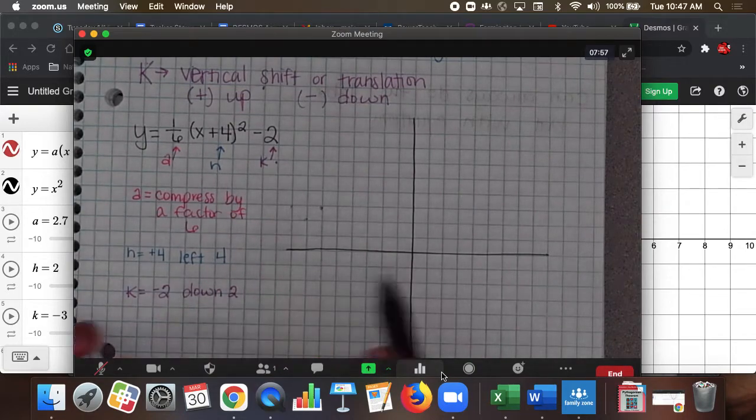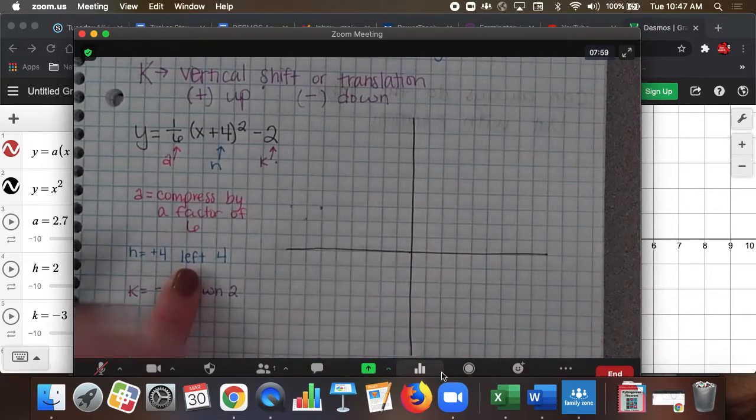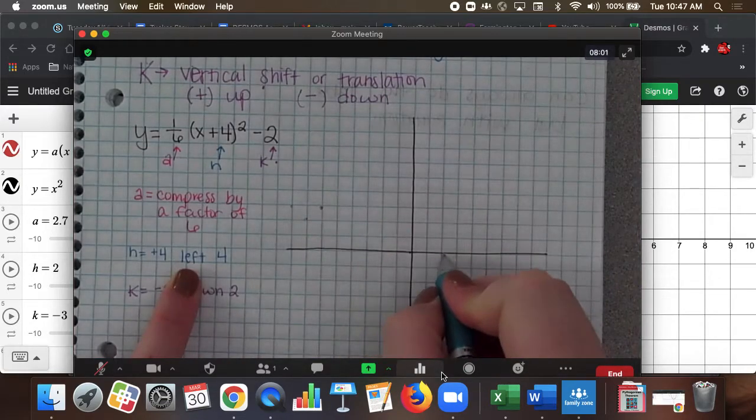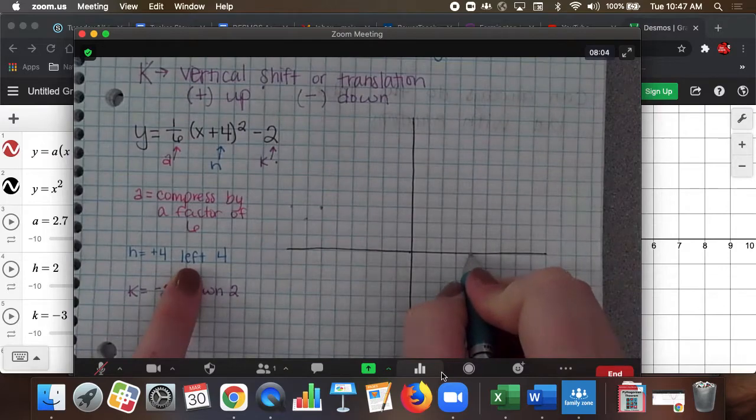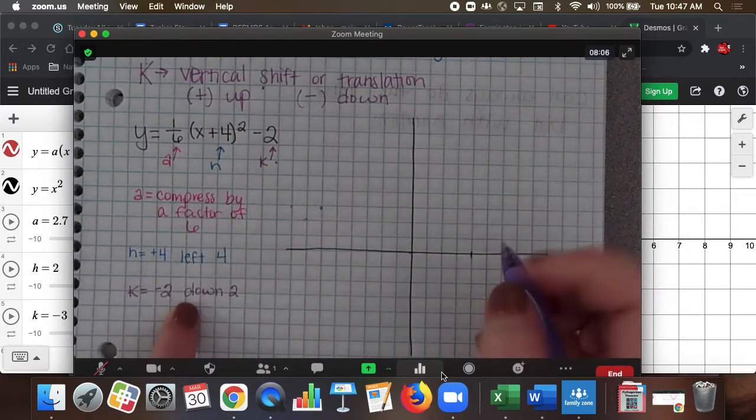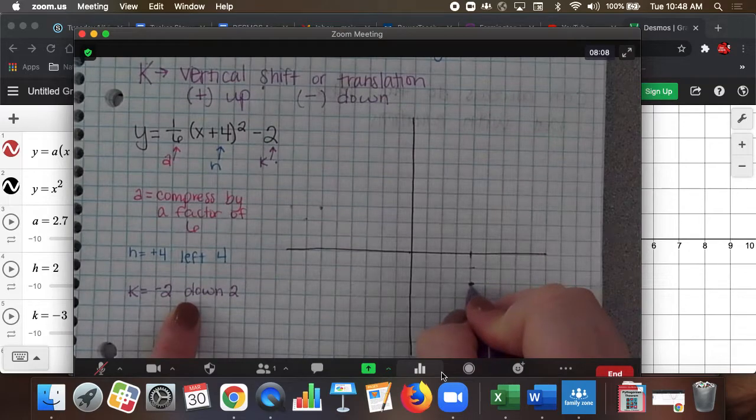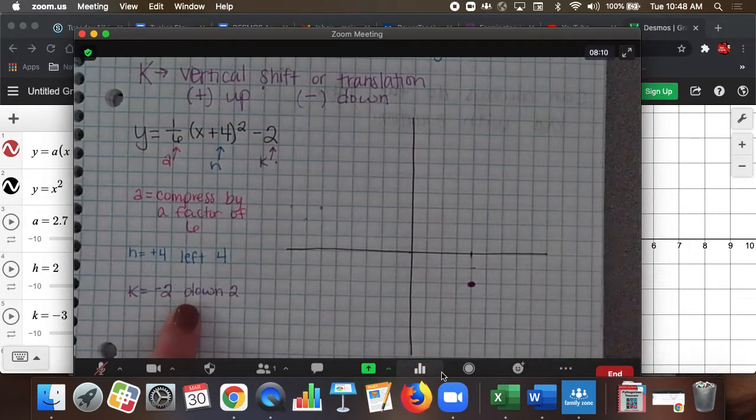So from the origin, we're going to move left 4. So 1, 2, 3, 4. And then we're going to move down 2. So that is our vertex.